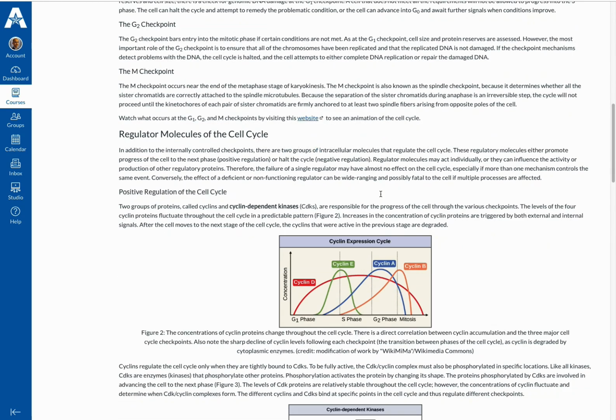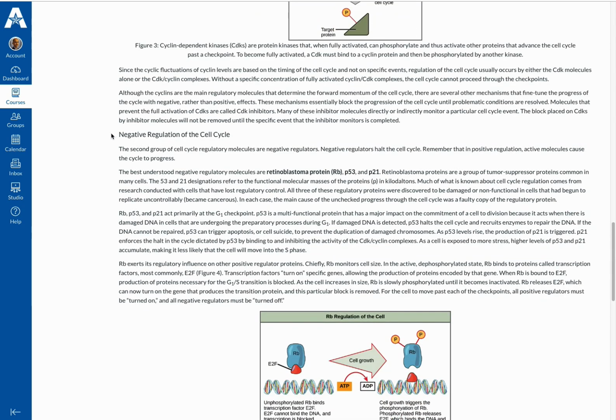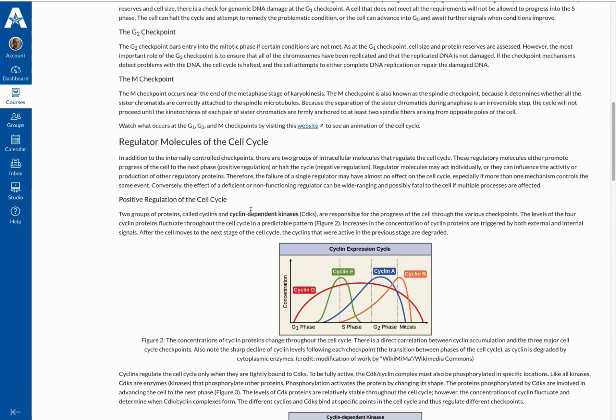So there's two groups of proteins that regulate the cell cycle. We have the positive regulators and we have the negative regulators. So the positive regulators are called cyclin-dependent kinases and cyclins.